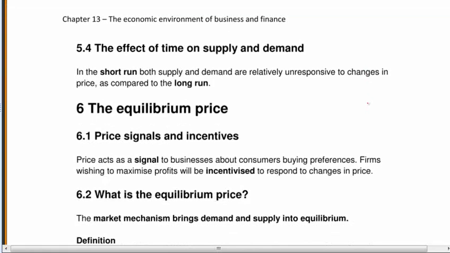Now, we'll just briefly mention paragraph 5.4, but we're going to come back to this later. How responsive demand and supply is to changes in price, and also to changes in other things, actually depends on the time period that you're considering. And the general rule is, the longer the time period, the more responsive we will be, both as consumers and as firms. Whereas in the very, very short run, it's difficult to adapt your behaviour. So the longer the period, the more responsive we tend to be.